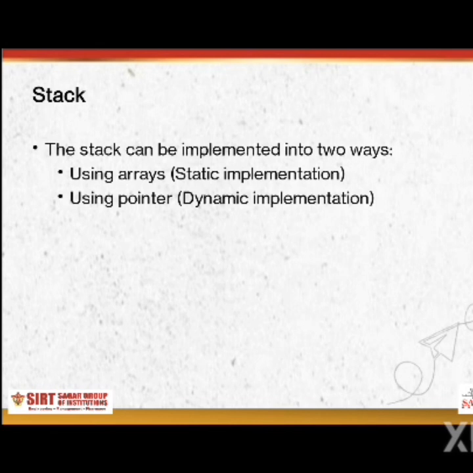The stack can be implemented in two ways, that is static implementation and dynamic implementation. If I'm talking about the static implementation, here we use an array, and for the dynamic implementation, here we use a pointer.